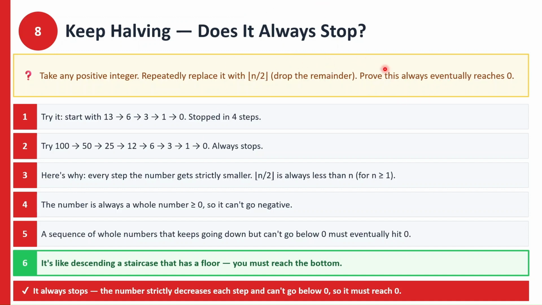Prove this always eventually reaches 0, okay? Drop the remainder. You know why? This symbol is called the greatest integer function. You just swallow the remainder.